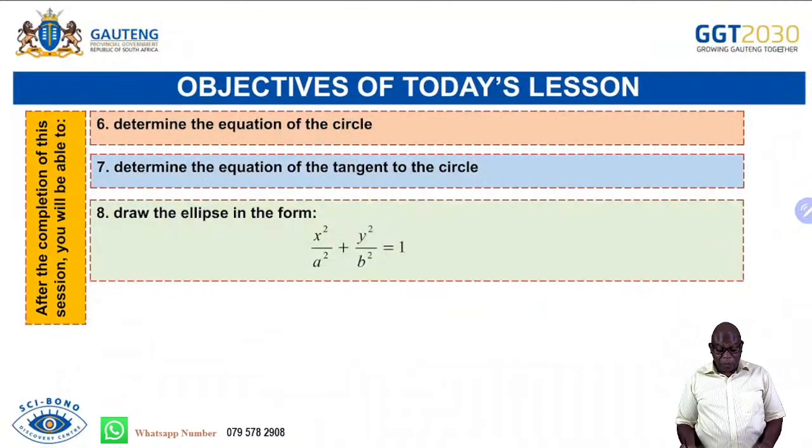The next one, you must be able to determine the equation of the circle. Number 7, you must be able to determine the equation of the tangent to the circle given one point of contact. The last one, you must be able to draw the ellipse in the form x squared over a squared plus y squared over b squared equals 1.